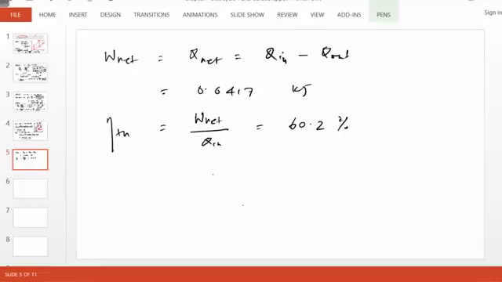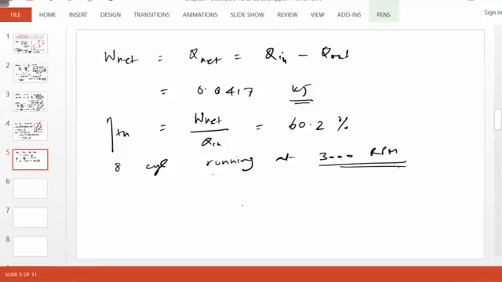Let's just turn the problem slightly around and find some other numbers so that the definitions are clear. Notice W net has the unit of kilojoule. What does it mean? That means one cycle produces this much amount of work. So just suppose we have an 8-cylinder car or 8-cylinder device running at 3000 RPM. That's what your odometer in the car shows when you drive a car. So how can you convert that number into what is the power of the car?